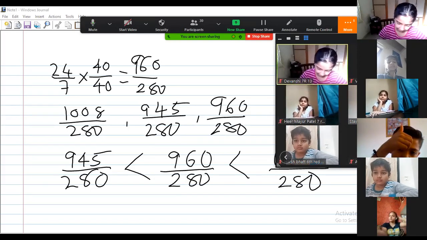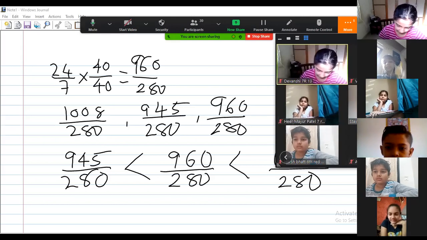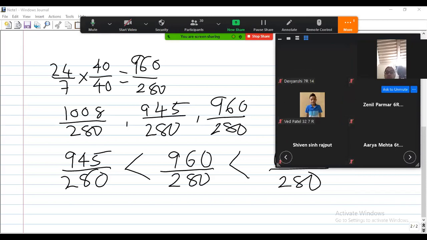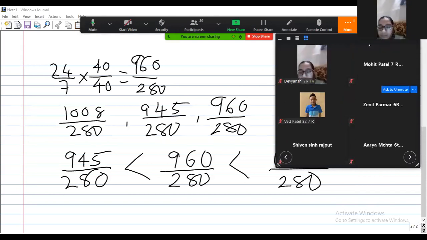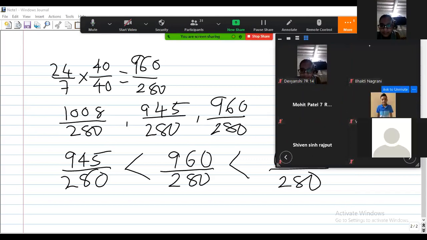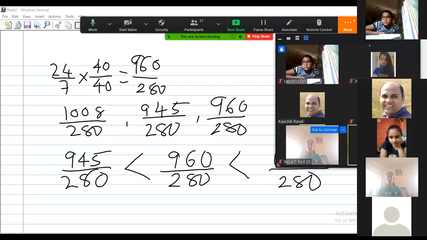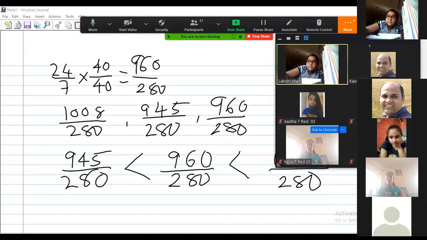Yes, Aditi? All good? Aditi, samajh mein aa gaya ye example? Yes, sir. Perfect. Very good. Zenil, are you with me? Zenil Parmar, were you able to do it? Yes, sir. Very good. Labdisha, do you have a question? No, sir. Okay. All right. Very good.